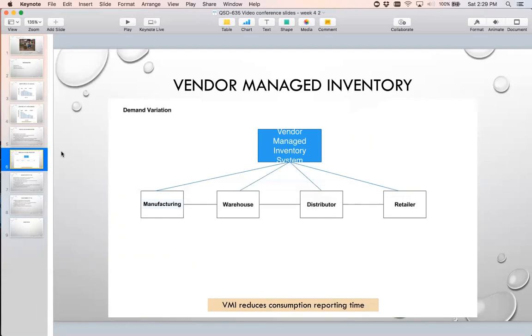So manufacturing requires the most accurate demand information possible so that they know how much product to make. The retailer in this system provides almost instantaneous information, and if you're Walmart, I think it's like daily. They provide daily information.